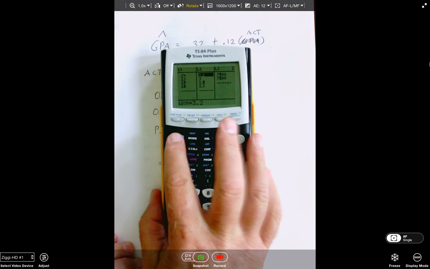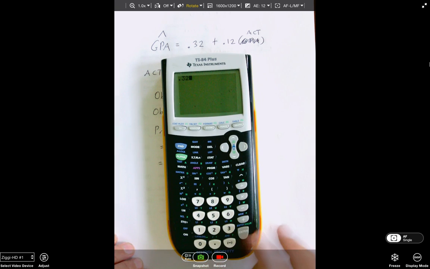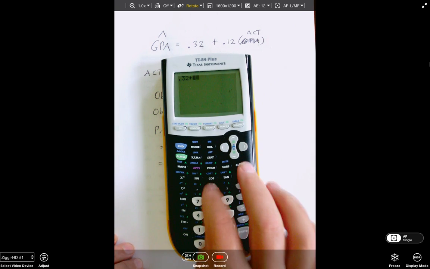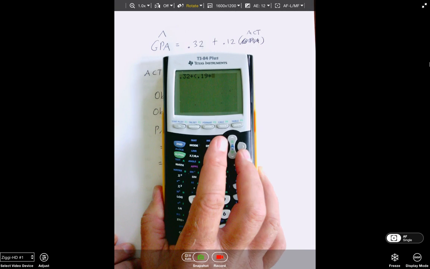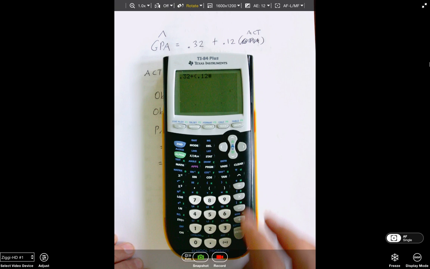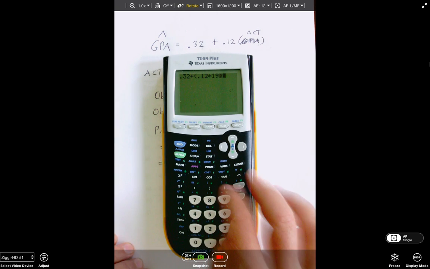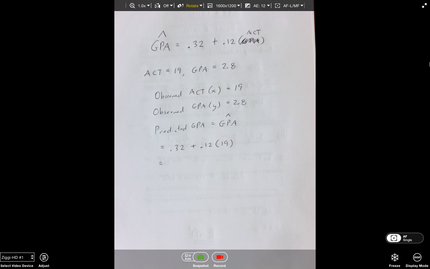So gang, what you can do here is you can take 0.32 plus 0.19 times the, it's 0.12 times 19. So the predicted GPA would be 2.6.